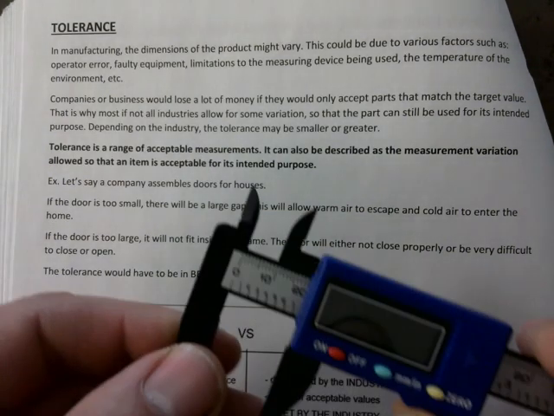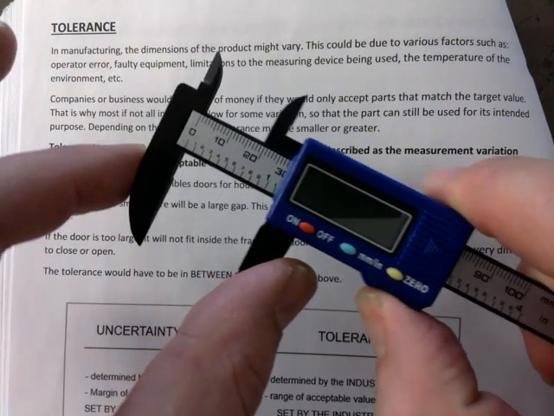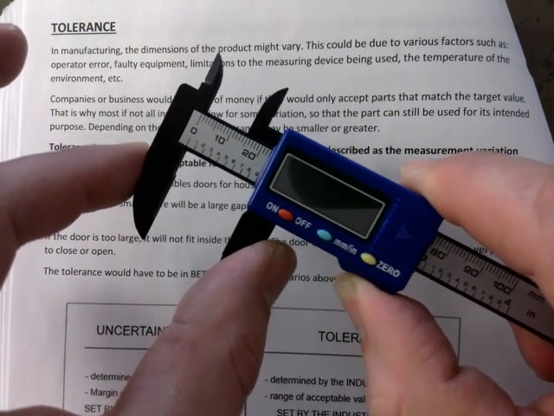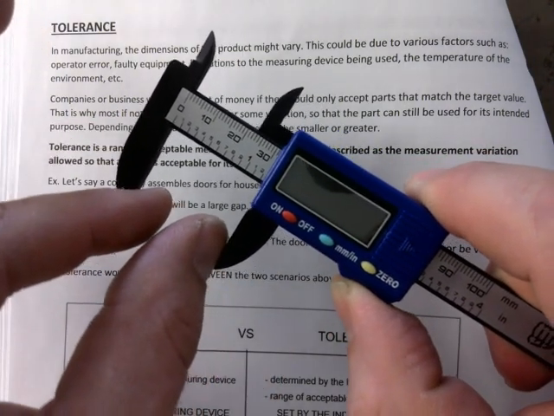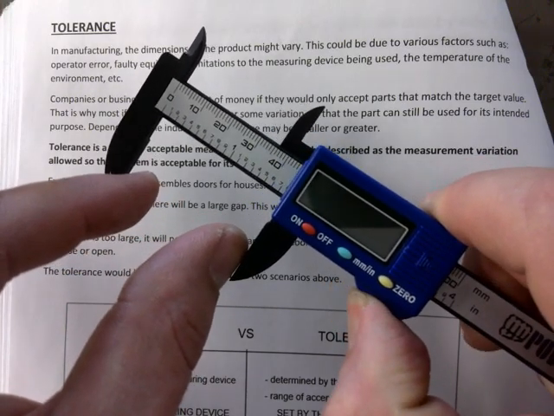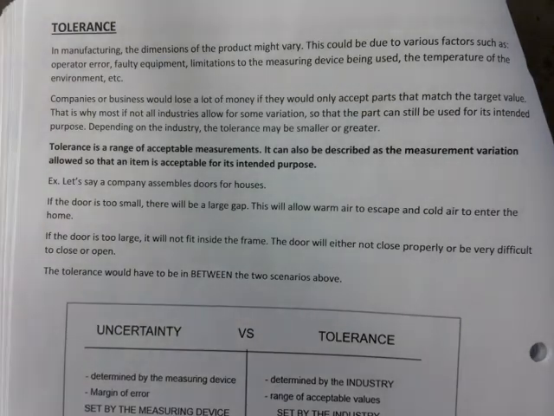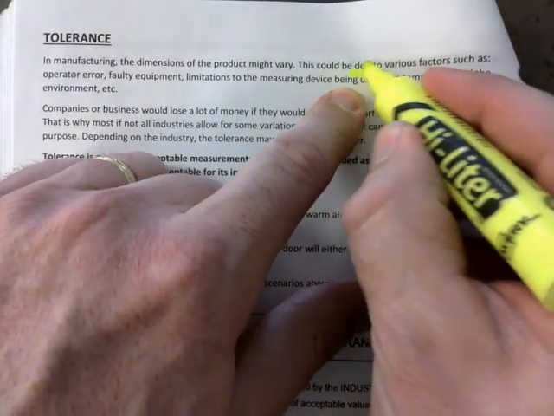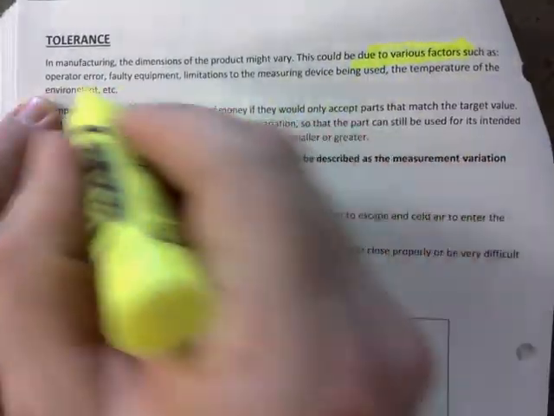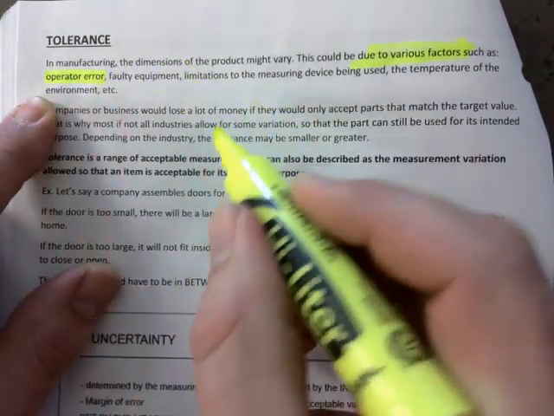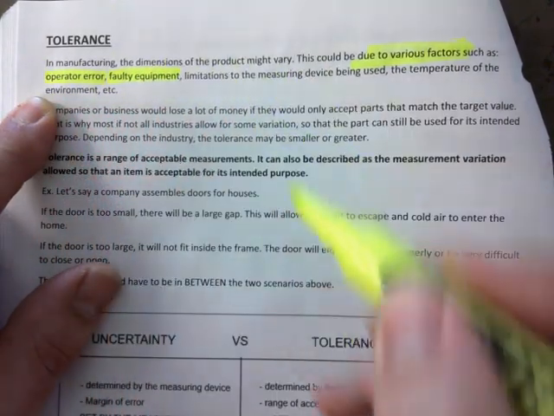So we had a tolerance on the low end, and we also had a tolerance on the high end. So that's basically tolerance, right? It could be narrow, but not too narrow. It could be wide, but not too wide. And that is for various reasons. It's due to various factors. There could be an operator error. It could be faulty equipment.